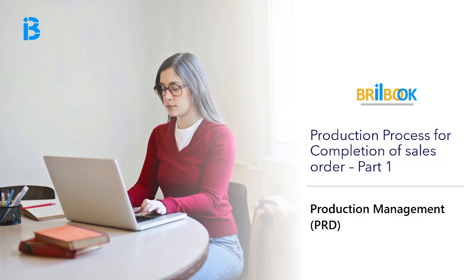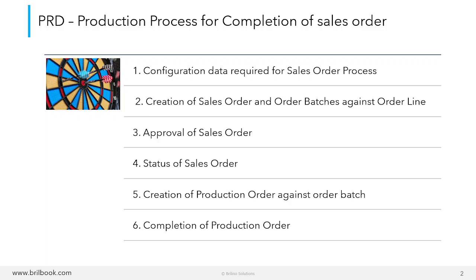In this video, we will have a look at the production process for completion of a sales order. We have divided this video into two different parts, and in this part we will see configuration data required for the sales order process, creation of sales order and order batch against order line, approval of sales order, status of sales order, then we will see creation of production order against order batch, and at last we will see completion of production order. So now for creation of sales order, we need to log in to Brilbook.